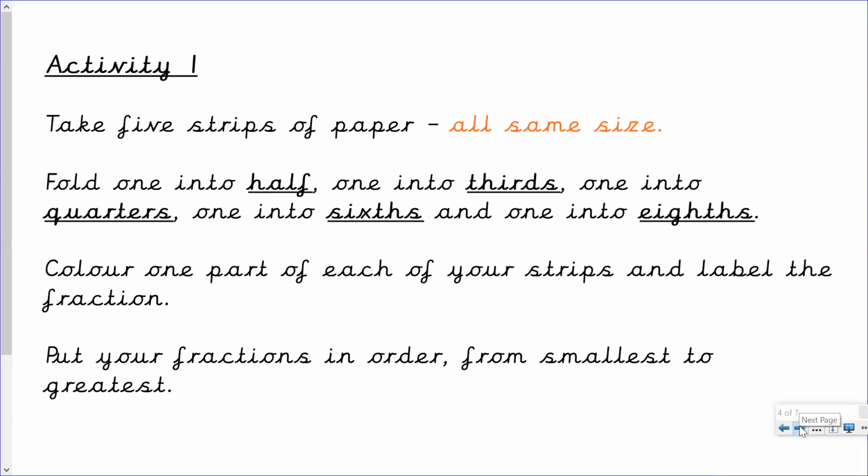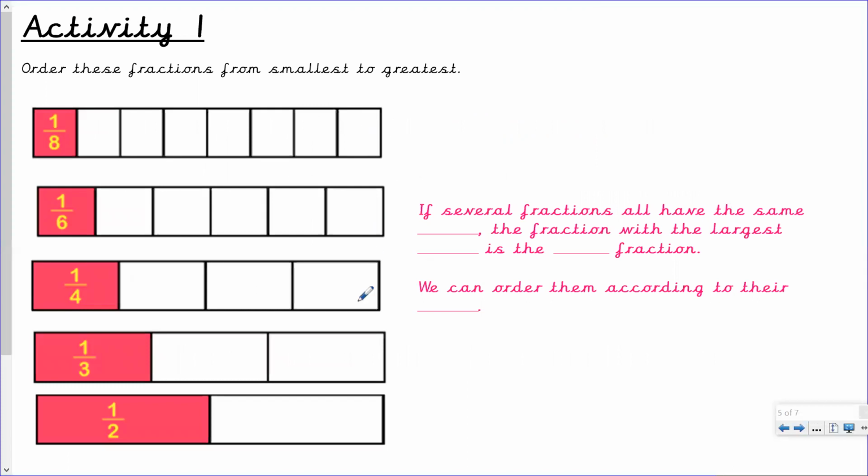Okay, hopefully you should have 5 strips of paper that are the same size. You would have folded one into eighths, one into sixths, one into quarters, one into thirds, and one into halves. Then you would have labeled each fraction. You would have colored one part and labeled the fraction. Hopefully you would have seen that 1/8 is the smallest, then 1/6, then 1/4, then 1/3, and then 1/2.